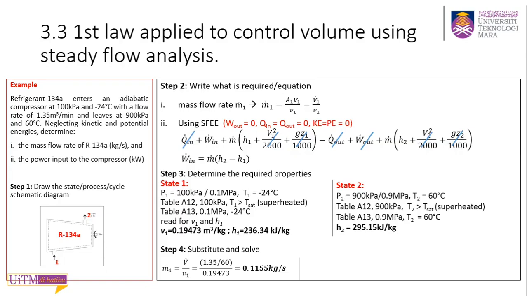For step 4, substitute the required values and solve for the equation. So for mass flow rate, the answer given is 0.115 kg per second. And for work input, the answer is 6.7952 kilowatts.